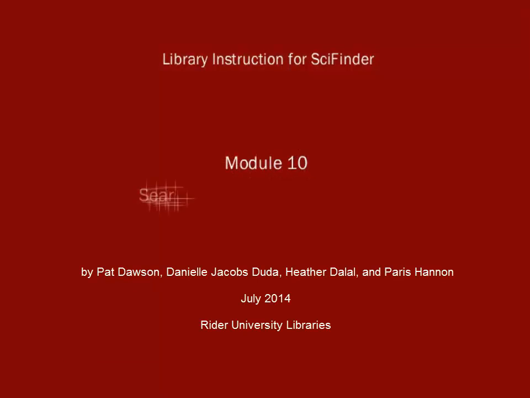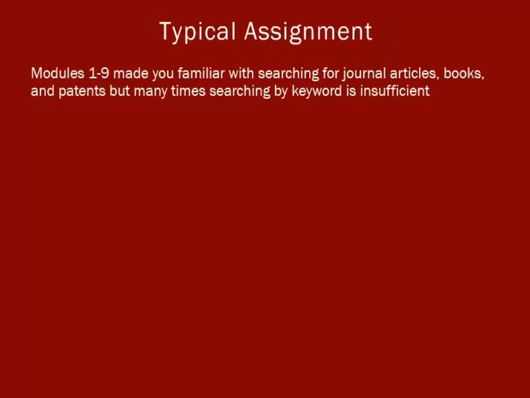Module 10, Searching by Chemical Substance. If you followed the SciFinder tutorial through Module 9, you'll now be familiar with searching for journal articles, books, and patents that are relevant to a specific topic. But many times you'll find that searching by keyword is insufficient for your assignment.